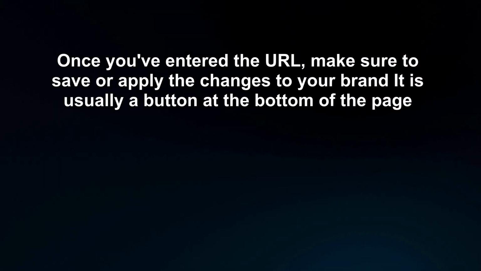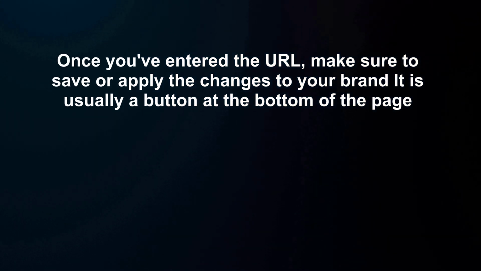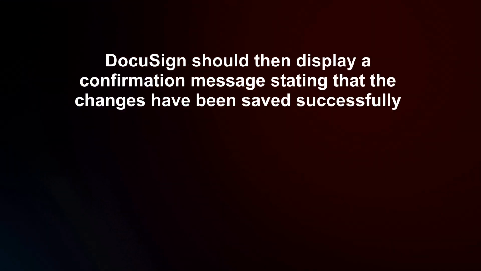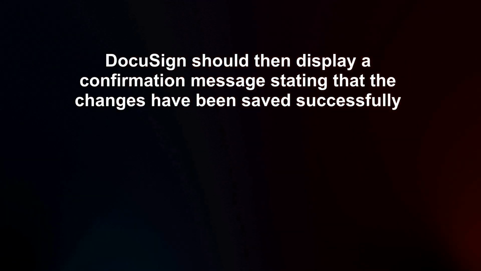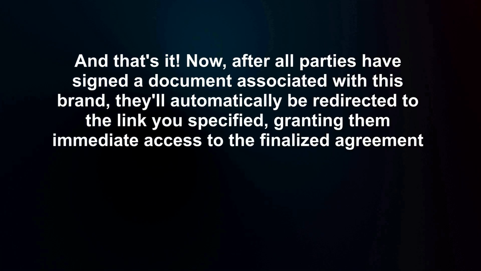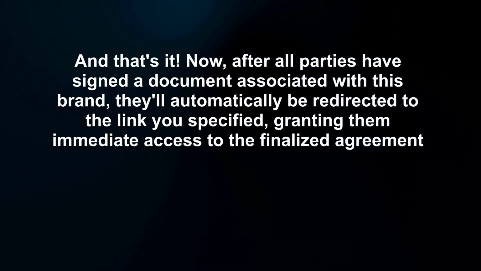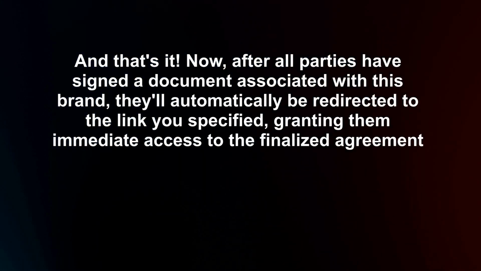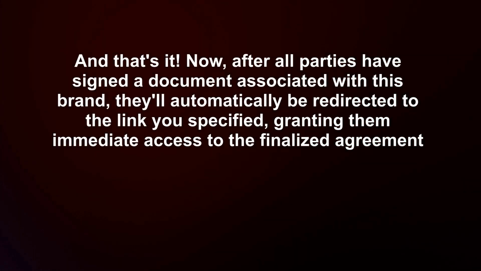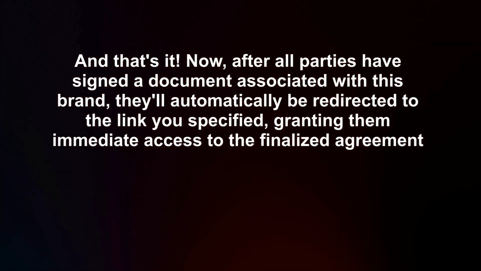Once you've entered the URL, make sure to save or apply the changes to your brand. It is usually a button at the bottom of the page. Docusign should then display a confirmation message stating that the changes have been saved successfully. And that's it. Now, after all parties have signed a document associated with this brand, they'll automatically be redirected to the link you specified, granting them immediate access to the finalized agreement.